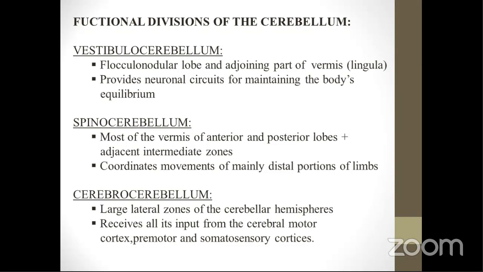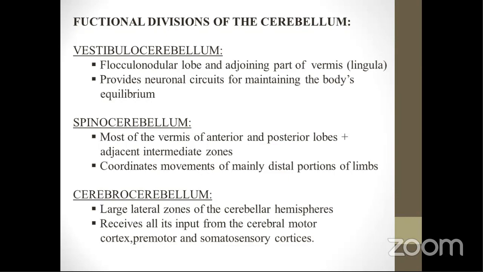The first one is the vestibulocerebellum, which is the flocculonodular lobe and the adjoining part of the vermis. What is its function? The main function is to provide neuronal circuits for maintaining the body's equilibrium. As it is vestibular, it maintains the equilibrium.